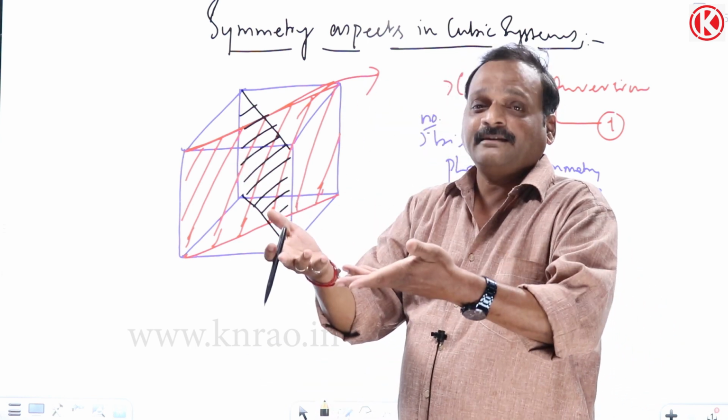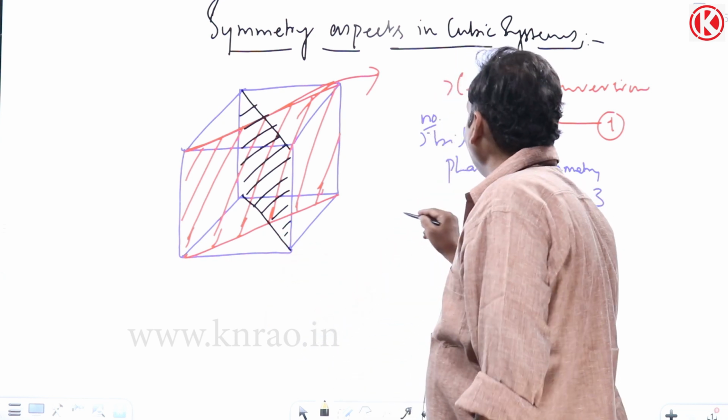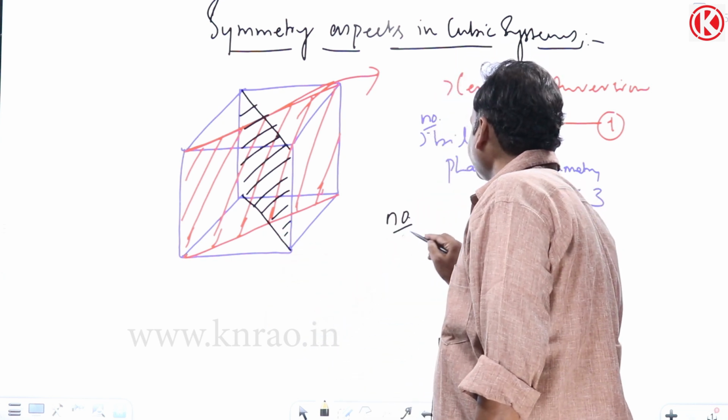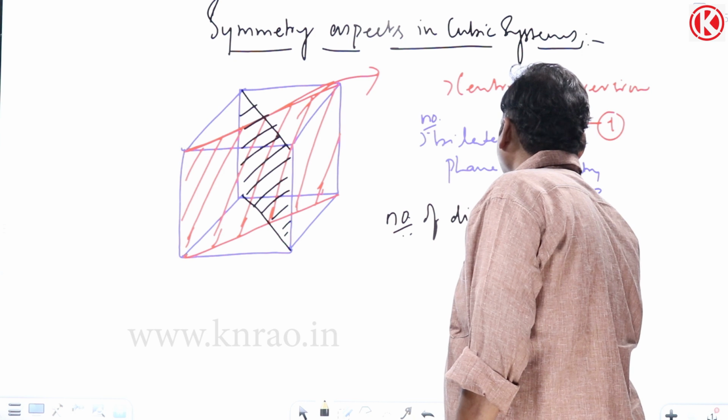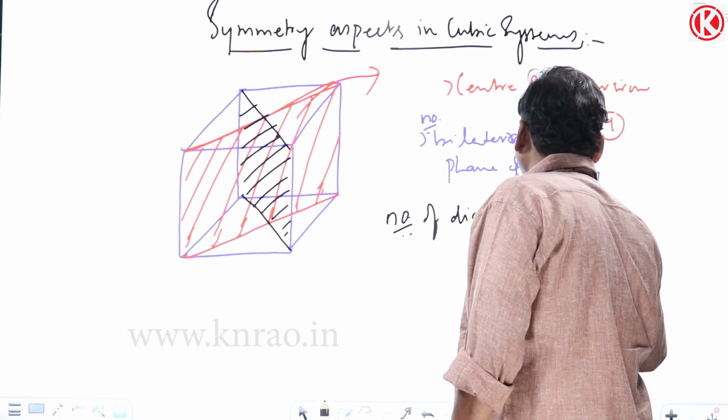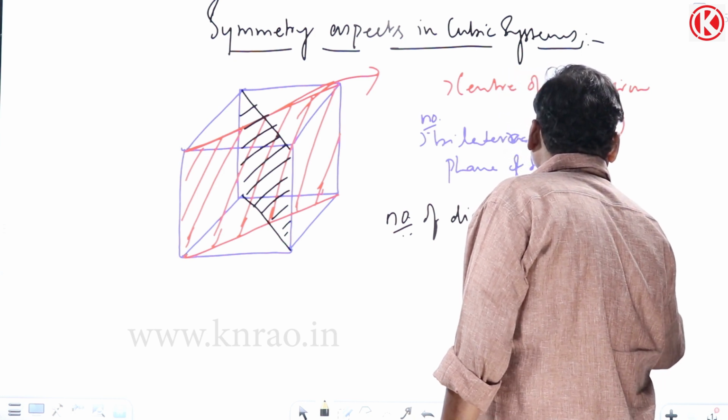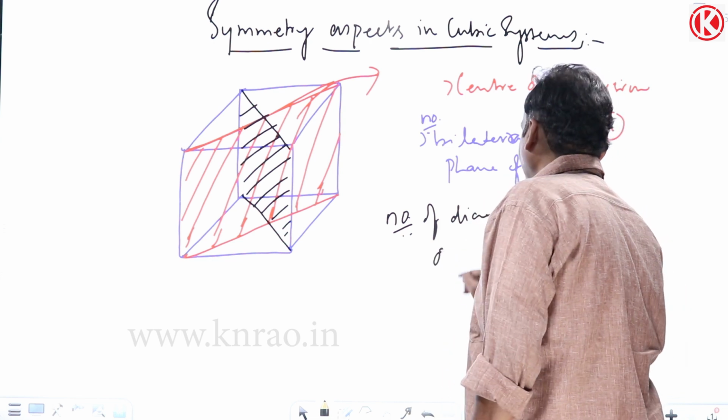How many diagonal planes of symmetry are possible? Number of diagonal planes of symmetry.